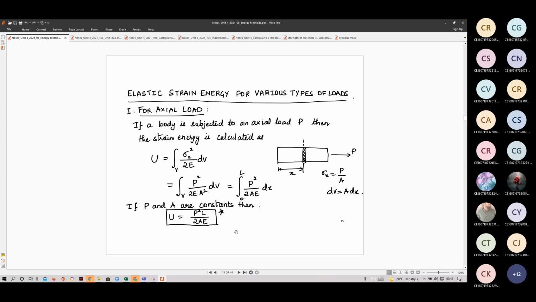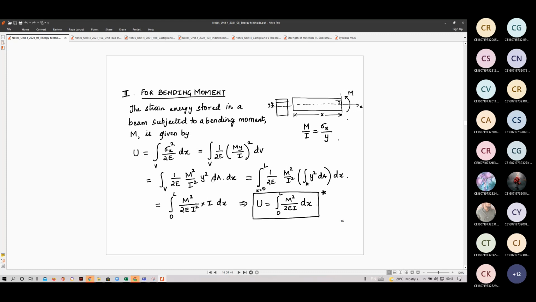What is the strain energy stored for an axial load? It is P square L by 2AE. For bending moment, it is M square by 2EI integral dx. M is the bending moment. Now throughout the length of the beam, the bending moment will keep varying. So strain energy stored due to bending moment is M square by 2EI integrated with respect to x from 0 to L.